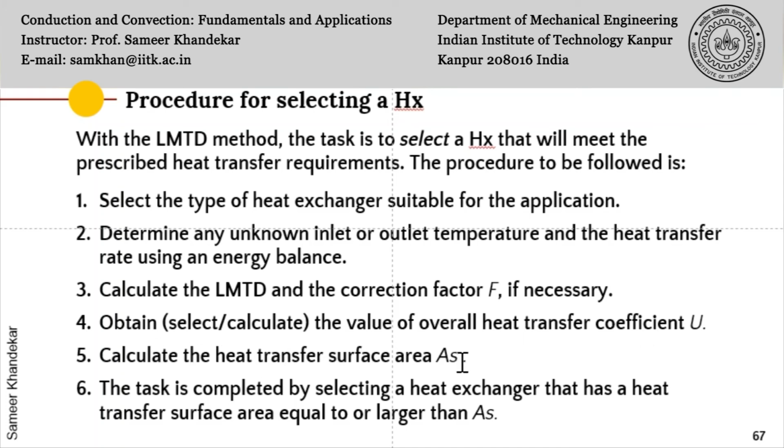Then calculate the heat transfer surface area which you would like, and the task is completed by selecting a heat exchanger that has a heat transfer area equal to or larger than A_s. So once you have calculated how much area will be required, you can go back to the manufacturing data of these heat exchangers and try to find a heat exchanger which will satisfy your need. So this is how the LMTD method is used, so that we can select a heat exchanger that will meet the prescribed heat transfer requirements.